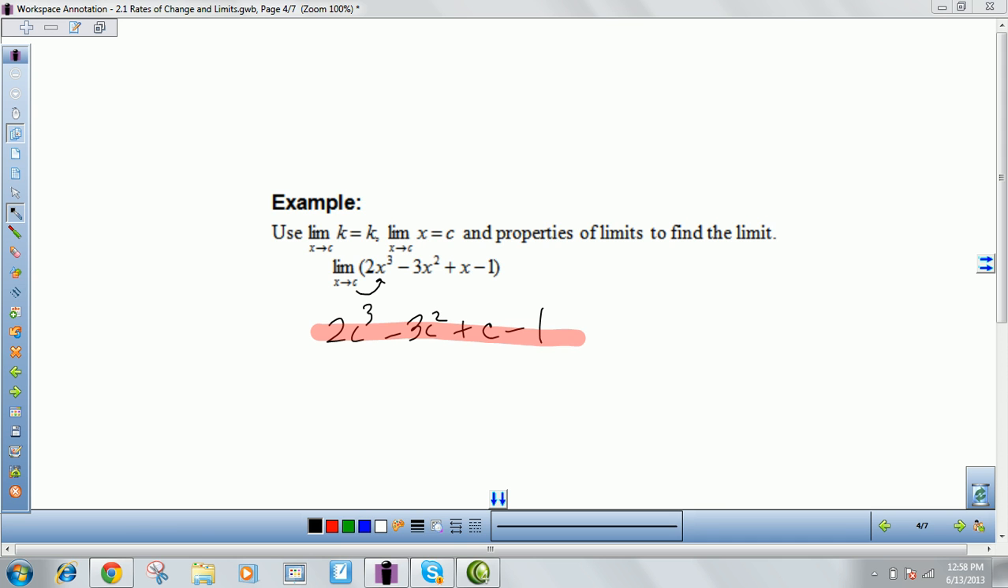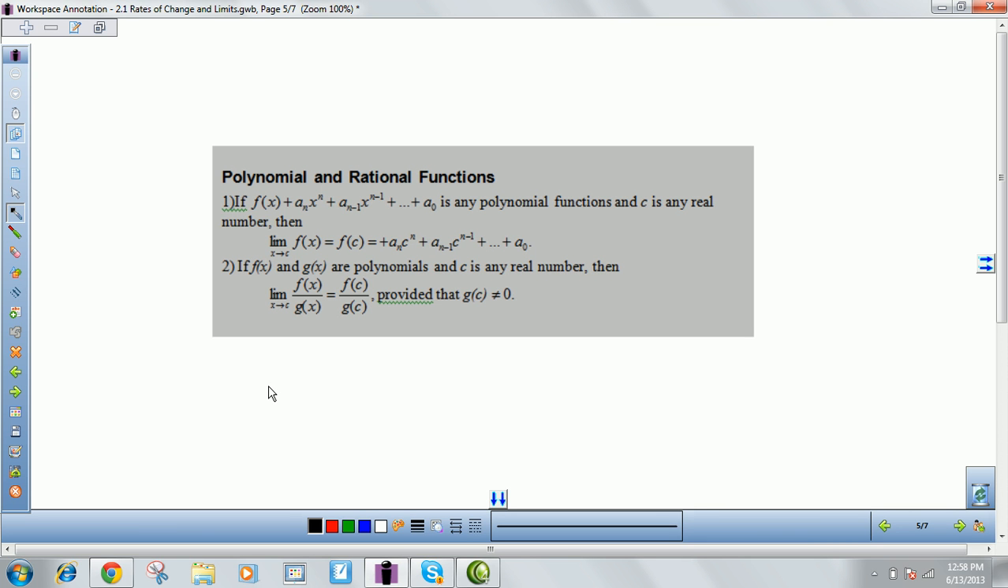Again, the first thing you want to try to do is substitution. And again, here's just a formal definition, just want you to have it. It says if f of x is a polynomial, then the limit as x approaches c is basically plug that c value in. If this is just a regular polynomial, plug that c value in for all of these x values here. So plug c in for all of those x's.